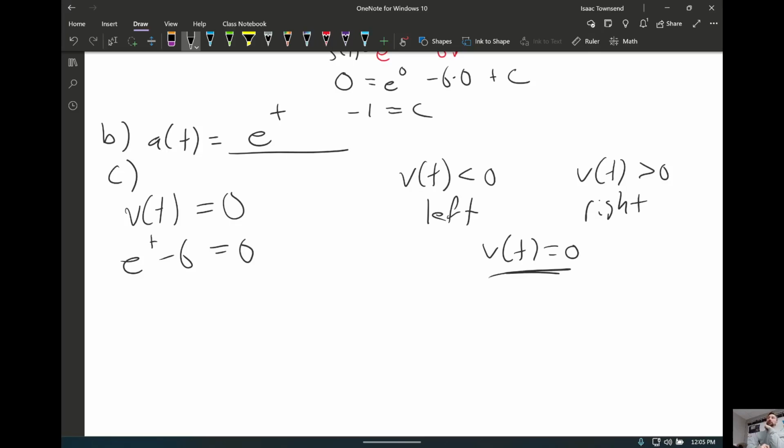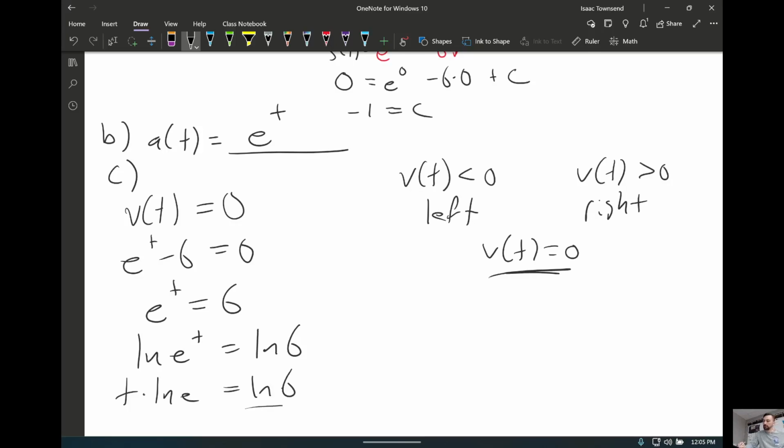Technically, this is a calculator question, so I guess you could use your calculator to graph this or the equation solver or whatever, as long as you can do that. I'm just going to go ahead and do it algebraically and add the 6 over, take the natural log of both sides, bring the t down, and the natural log of e is just 1. So the only time that velocity is 0 is at the natural log of 6.